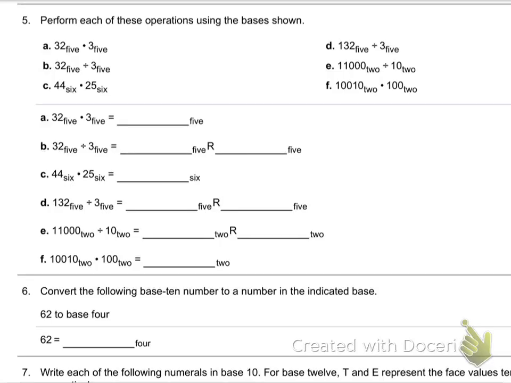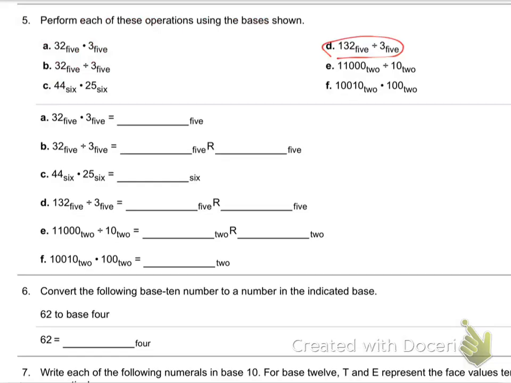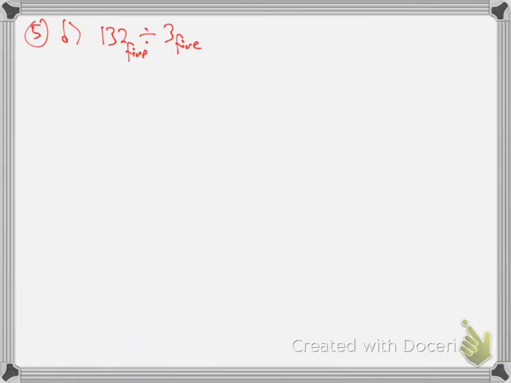Okay, so here we are in 5D. Go to a fresh screen for that. 132 divided by 3. Okay, so it's long, turn it into a long division problem. 3 goes into 1, 3, 2. Let's keep things kind of carefully lined up.